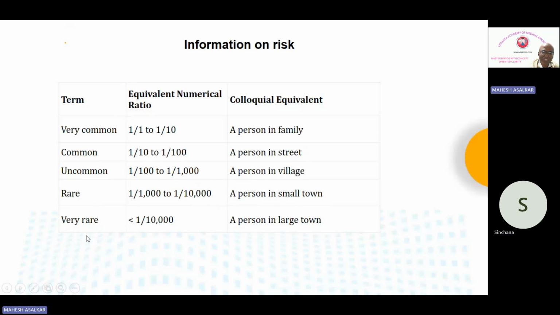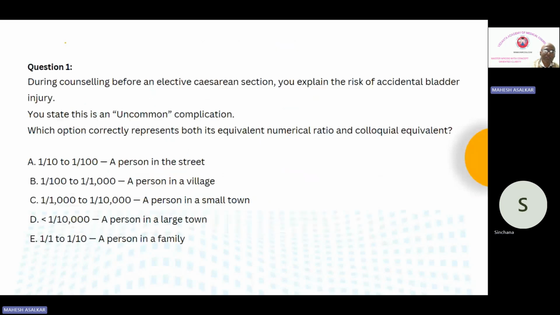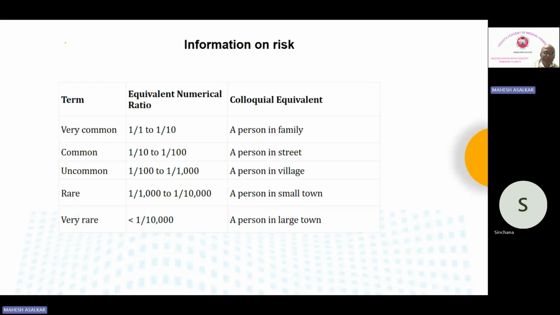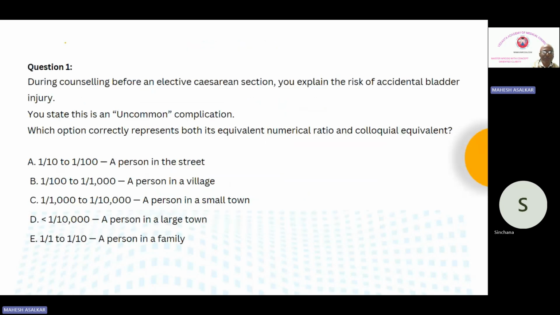So these are the things which are commonly asked and used, and they may ask you what this uncommon risk means. This is one of the SBAs. So this table you should know well. Have you understood this? 1 in 10, 1 in 100, 1 in 1000. So very common, common, uncommon, rare, and very rare. So just see this question if you can answer it.